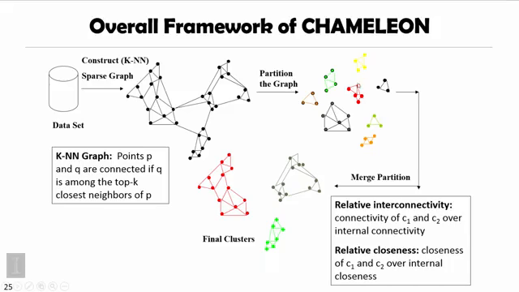How do we merge those graphlets back into bigger clusters? Essentially, the merge is based on two measures. One we call relative interconnectivity, another we call relative closeness. Relative interconnectivity means the connectivity of C sub 1 and C sub 2 over their respective internal connectivity. Then the relative closeness is defined as the closeness between clusters C sub 1 and C sub 2 over their respective internal closeness.